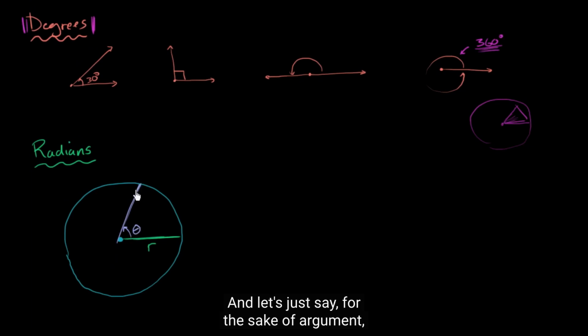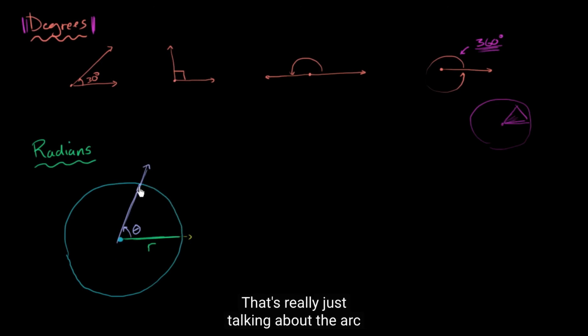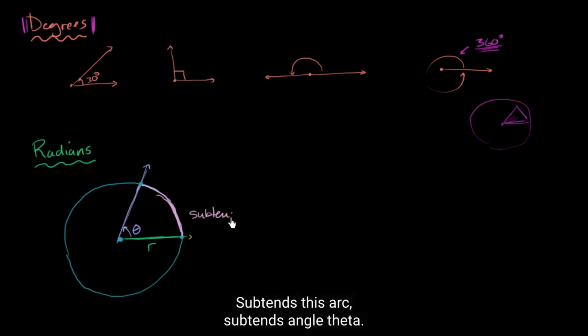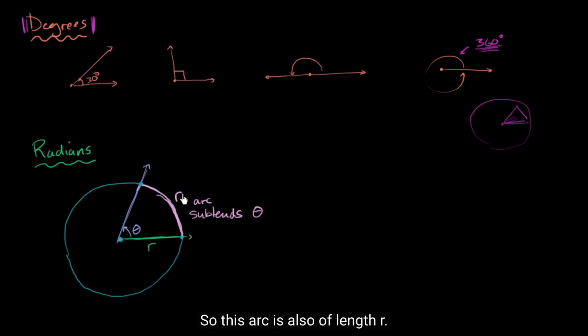And let's just say, for the sake of argument, that this angle is just the exact right measure, so that if you look at the arc that subtends the angle, and that's a fancy word, but that's really just talking about the arc along the circle that intersects the two sides of the angle. So this arc right over here subtends angle theta. Let's say theta is the exact right size, so that this arc is also the same length as the radius of the circle. So this arc is also of length r.